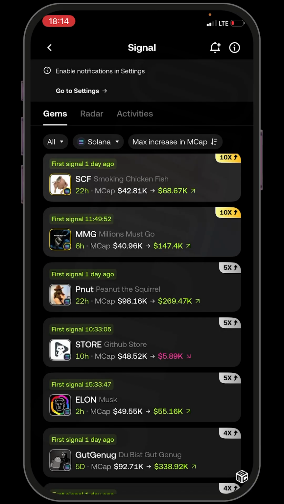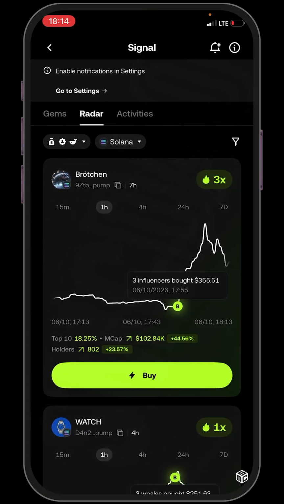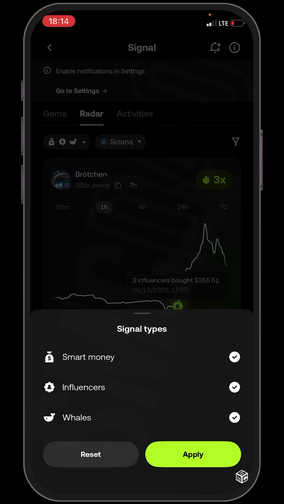Okay, directly beside gems is the radar feature. So this monitors different signal types. Okay guys, so as a beginner, you should focus on 3 specific categories: smart money, influencers, and whales. Okay guys, smart money are wallets belonging to highly profitable traders. If they buy, the radar alerts you and you ape, while influencers are well-known big personalities in the Web3 space. Okay, and whales are wallet addresses holding significant token amounts.